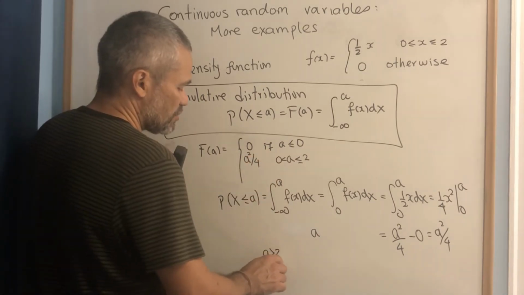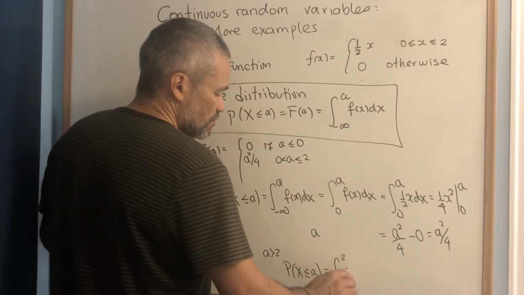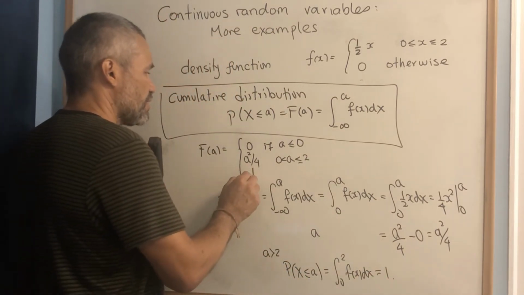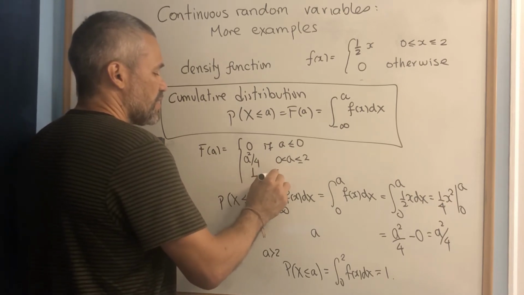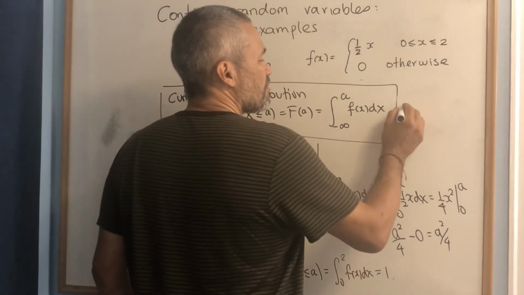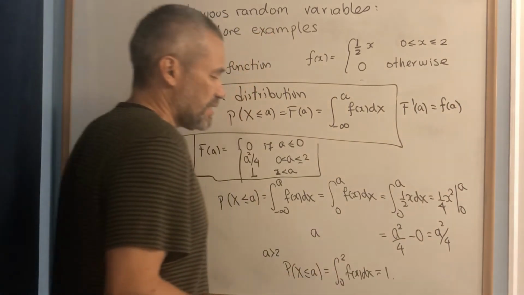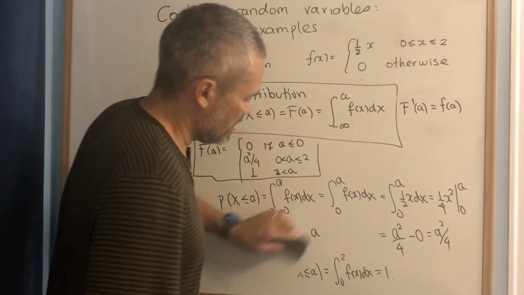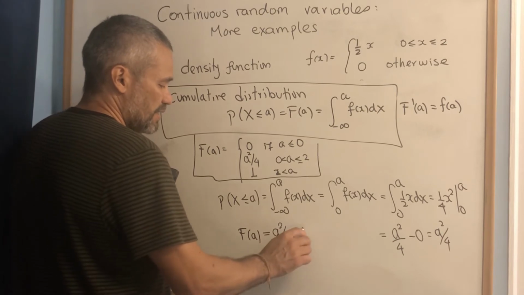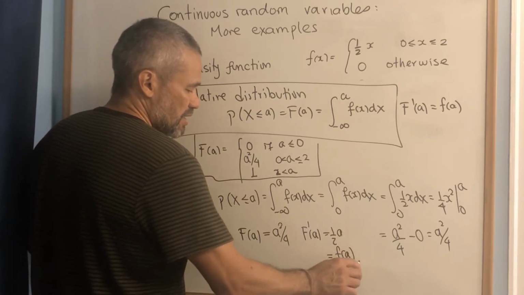And when a is bigger than 2, then the probability of x smaller or equal than a is just the integral from 0 to 2 of f of x dx, and we already checked that this is 1. Then the cumulative distribution is 1 if a is bigger than 2. Then we have the cumulative distribution. By the fundamental theorem of calculus, we know that the derivative of the cumulative distribution is just the density function evaluated at a. We can check that here. If we have F of a equal to a squared over 4, then the derivative is just 1/2 of a, which is just f of a.